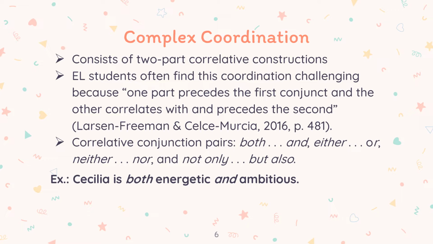Correlative conjunction pairs include both, and; either, or; neither, nor; not only, but also. And here is an example of a complex coordination. Cecilia is both energetic and ambitious. So it has the words both and and in there, the correlative conjunction pair.